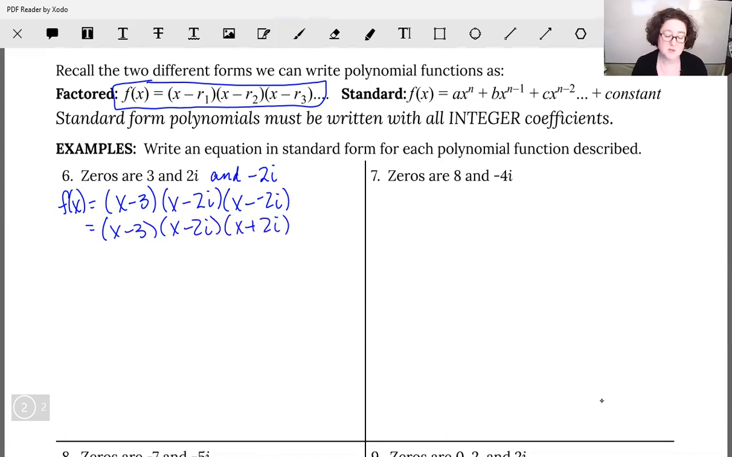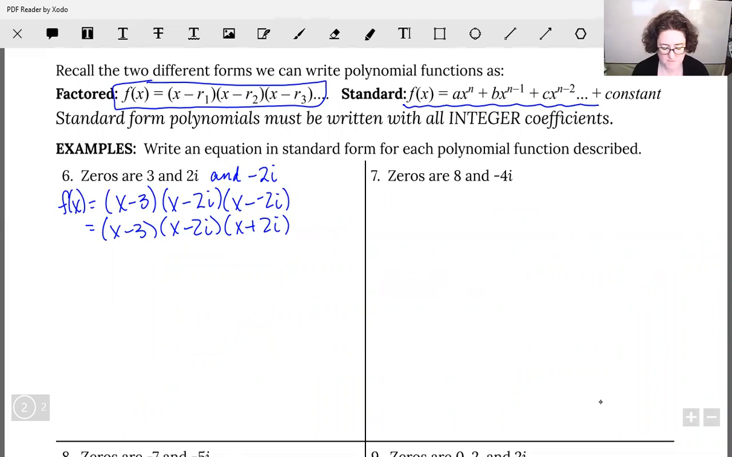Okay, so I'm supposed to write this in standard form. I need to multiply everything out. And then going back to a reminder of standard form, again, we have these weird exponents in there, but that just means we're reducing down our numbers. So if we had an exponent of 4 to start, and the next one would be 3, then 2, then 1, we're going down in order. That's why we have the n minus 1, the n minus 2 in there.